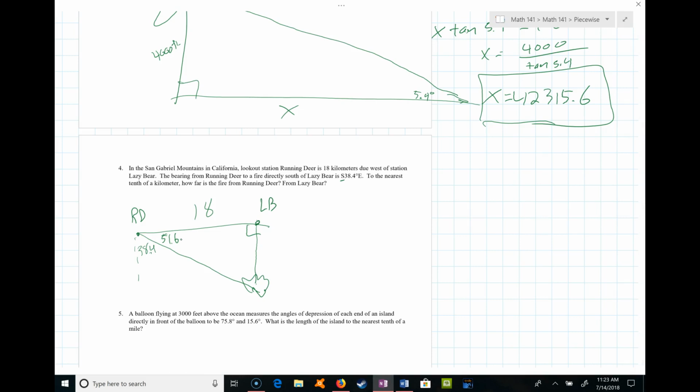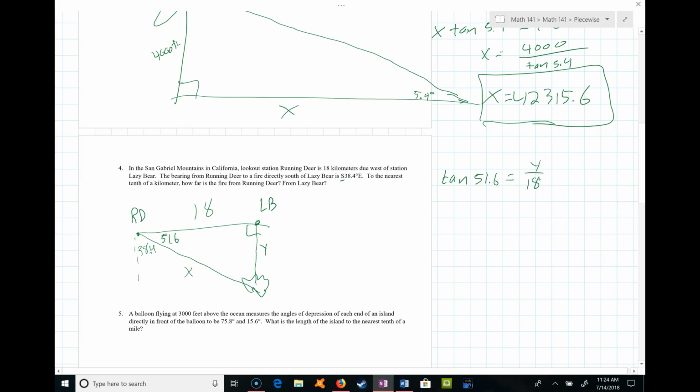So, to the nearest tenth of a kilometer, how far is the fire from Running Deer? From Lazy Bear. So we want to know this and this, don't we? Okay, so that's cool. Finally get to use something other than a tangent. So we'll call this x and y just to keep track of them. So to find y, we're going to use tangent again. So that'd be tangent of 51.6 is equal to opposite over adjacent.